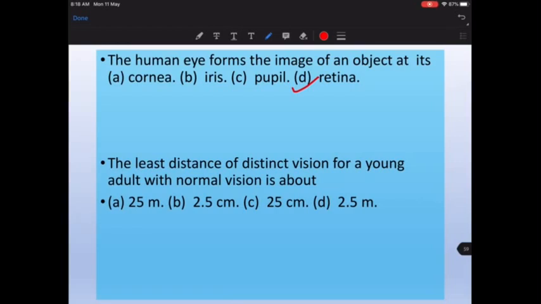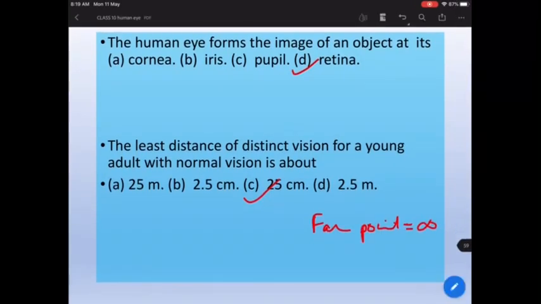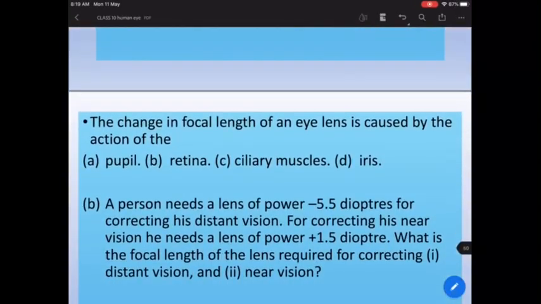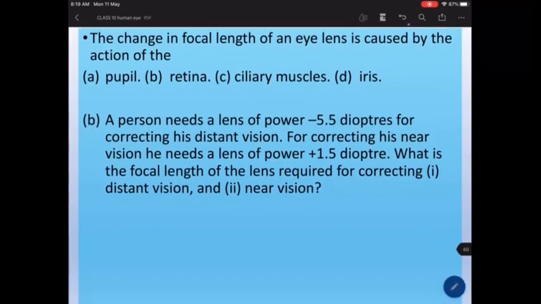Next one is, the least distance of distinct vision, distinct means clear vision, for a young adult with normal vision is about dash. Which is the least distance of the normal eye? It is 25 centimeter. And what is the far point I told you? The far point is infinity. These 2 points are very important. So these are the multiple choice questions that you have.